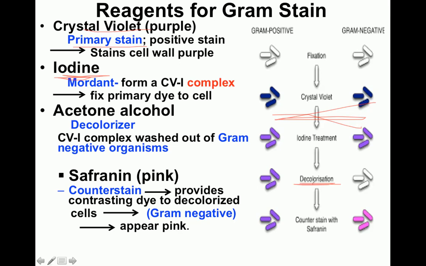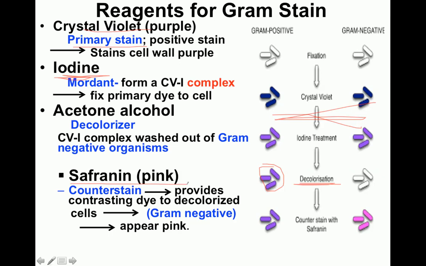The function of the decolorizing agent is to wash out the crystal violet iodine complex from gram negative bacteria. This is because the peptidoglycan layer in gram-negative bacteria is very thin, and when you treat it with acid alcohol, the outer membrane, which is a lipid layer, melts out, and the crystal violet iodine complex comes out of the thin peptidoglycan layer. Whereas with gram-positive bacteria, because it has a very thick peptidoglycan layer, the crystal violet iodine complex remains trapped within this layer. Then we use the second stain, which is safranine.